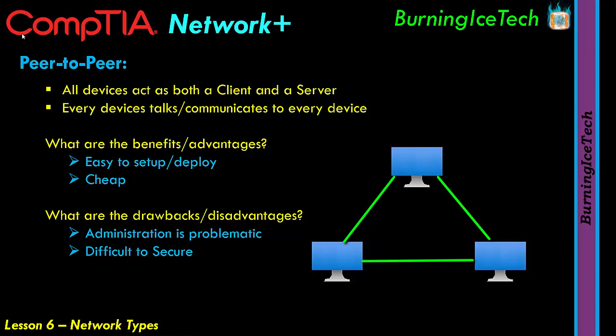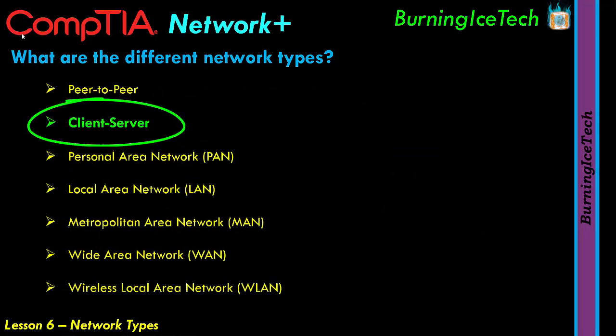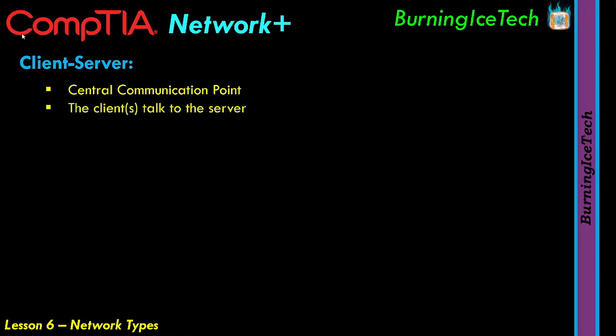Alright, folks, let's go back to our list of network types. What's next here on the list? Oh yeah, client-server networks. Now, in the client-server network type, there is a central communication point, and this central communication point is usually a server. The clients communicate with the server, which is once again the central communication point. The clients could be many devices, but in most cases you'll find that these clients are probably going to be something like a laptop or a desktop PC.